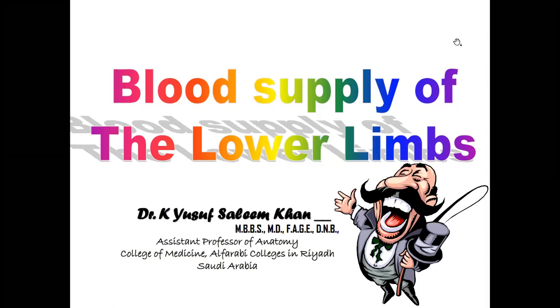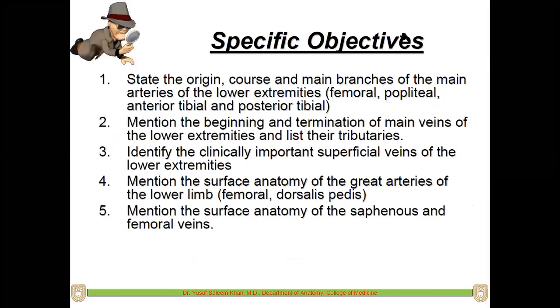Okay, today we'll study the blood supply of the lower limb. So these are the objectives related to this topic. That is, state the origin, the course, the main branches of the main arteries of the lower limb, which includes the femoral artery, popliteal artery, anterior tibial artery, as well as the posterior tibial artery.